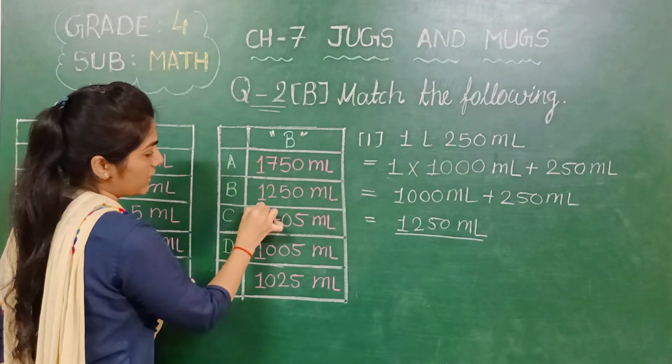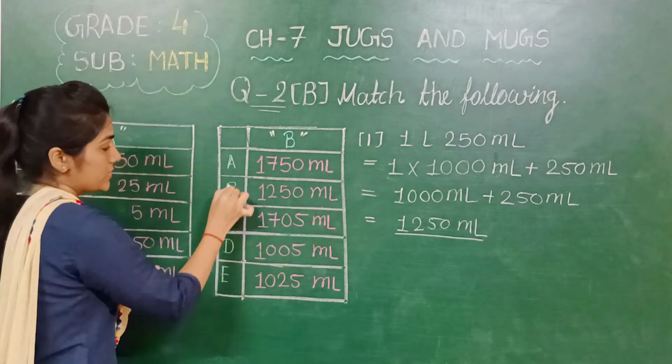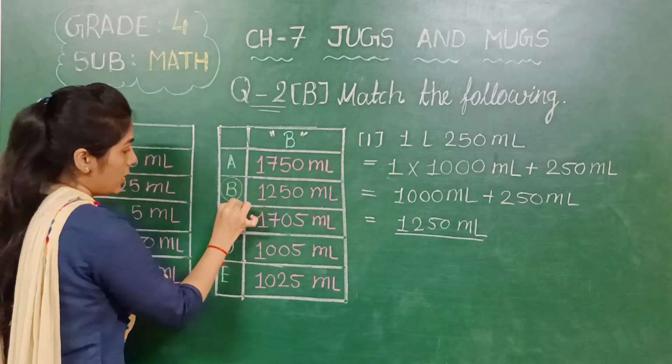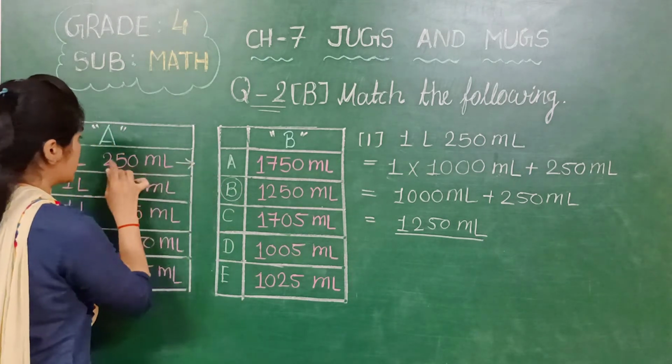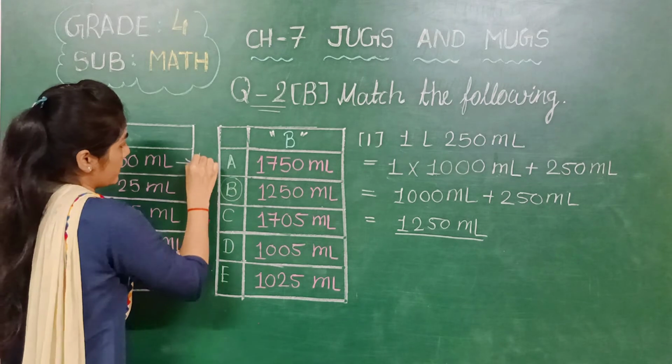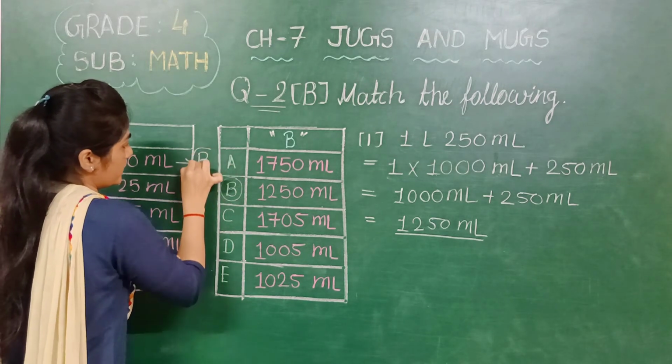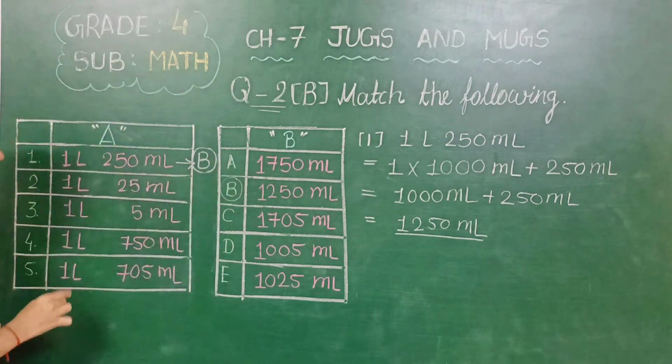This answer we have to find from this table B, and it is given in B, 1250 ml. So this is the answer of this number 1. So I am writing the answer in front of this number 1, which is B.